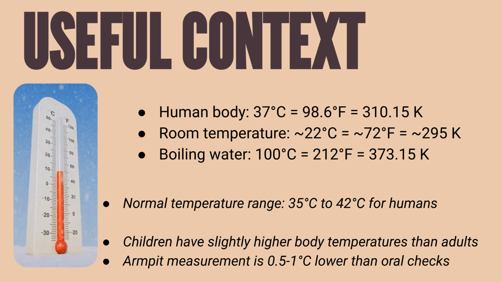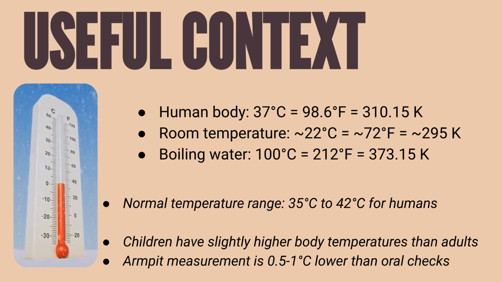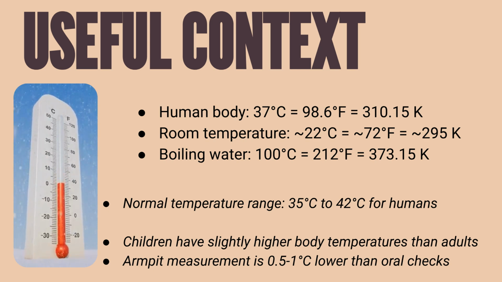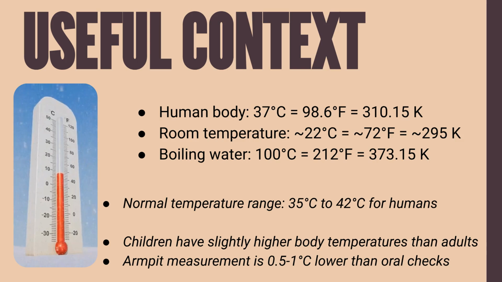A normal body temperature can range from 35 to 42 degrees Celsius, and that depends on many factors, like the activity before the temperature was measured, a hot water or cold water bath, strenuous exercise, etc. Did you know that children have a slightly higher body temperature than adults, and that armpit measurements come in generally lower than oral temperature checks?